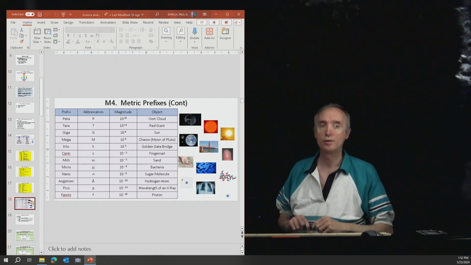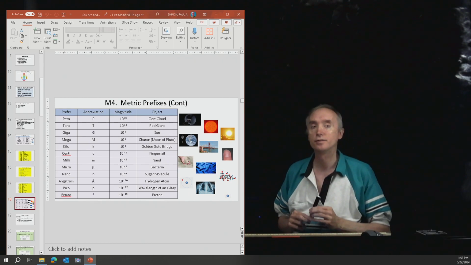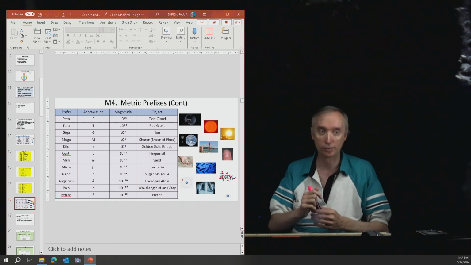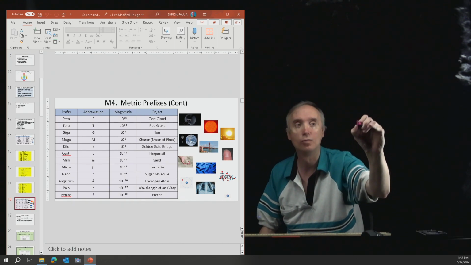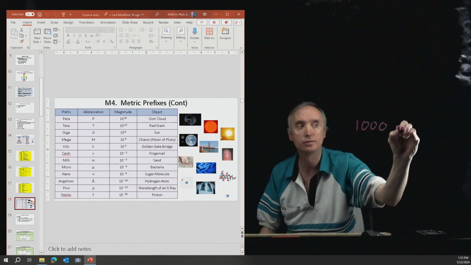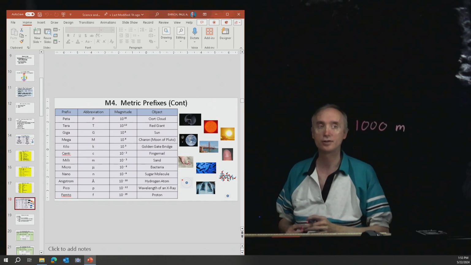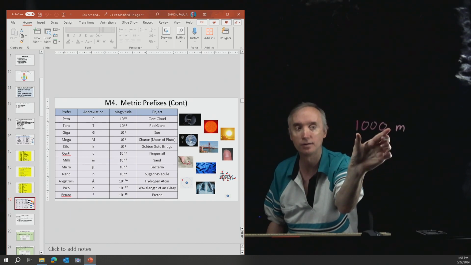Okay, we're back, and now we want to talk about metric prefixes. This is just a way of shortening down numbers. So, for example, if you had 1,000 meters, you could use that number in your calculations, but it takes up a little bit of space there.